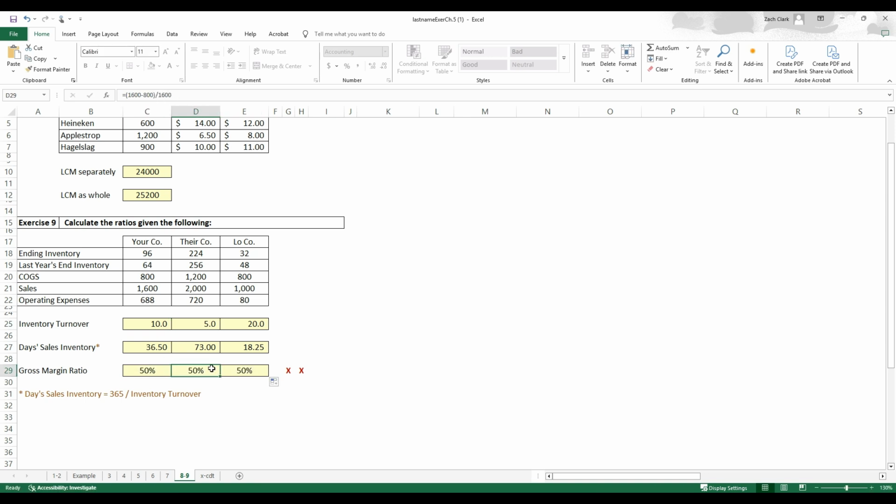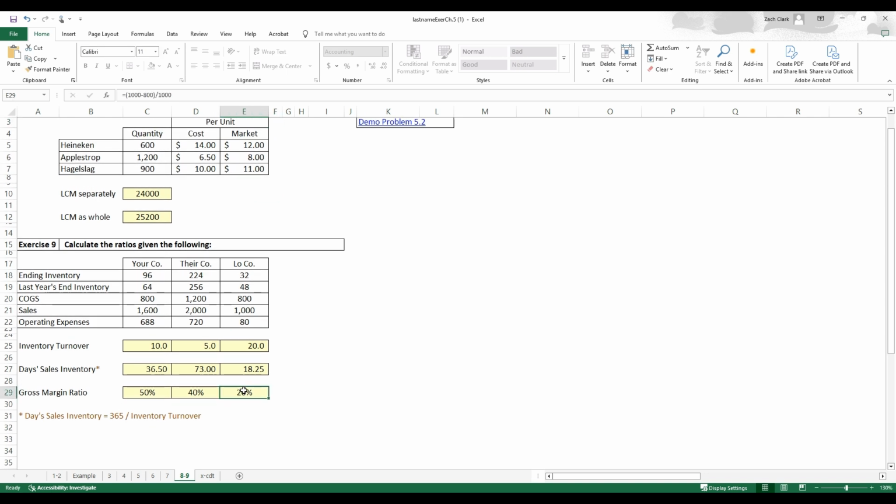I'm going to use that same formula basically and just update the numbers. So we had 2,000 in sales for their company minus 1,200, and then divide that out. So 40%. And then what do we have? Sales of 1,000. COGS is the same. And then what do we need? Sales here. So 1,000.